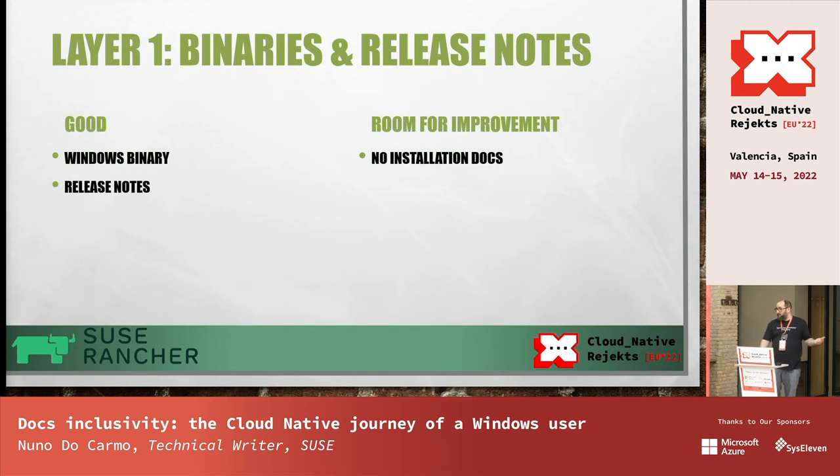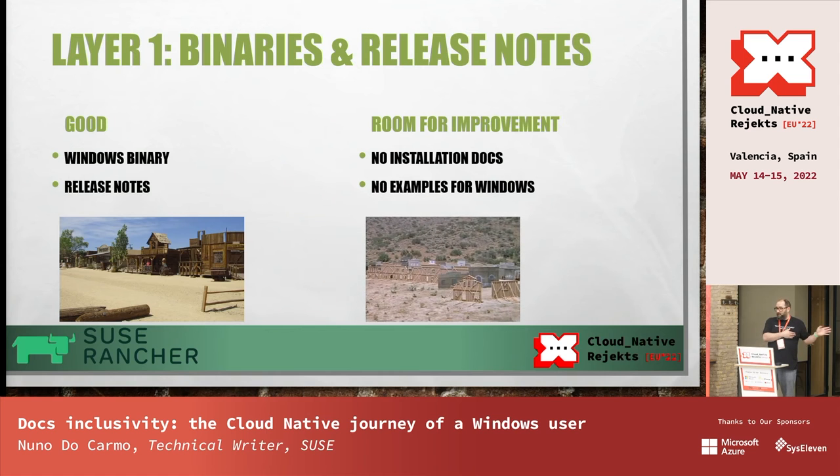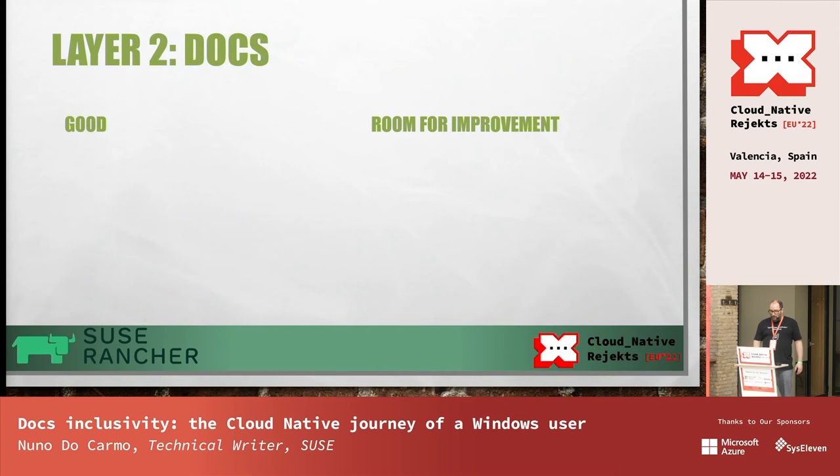Then you have release notes, definitely. But then with release notes, I say there are no examples for Windows, but potentially you don't even have examples in release notes. So we are missing something there. What you think you built, this is what we see from a Windows perspective. So we see the inverse of the scenery, right?